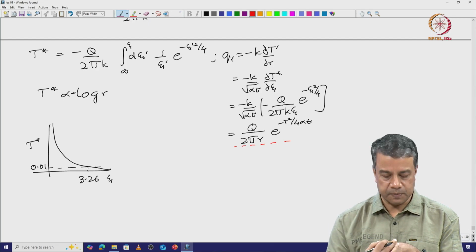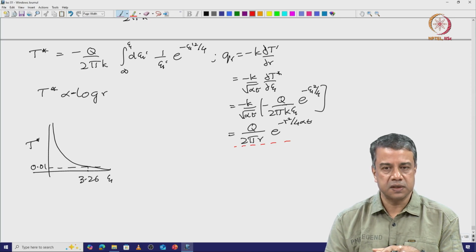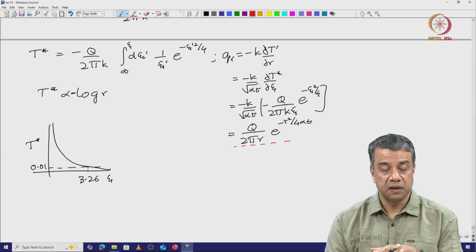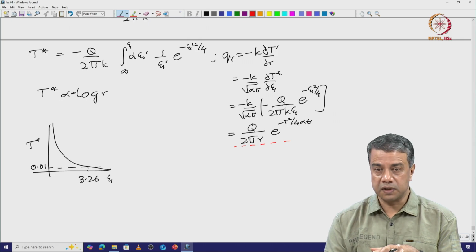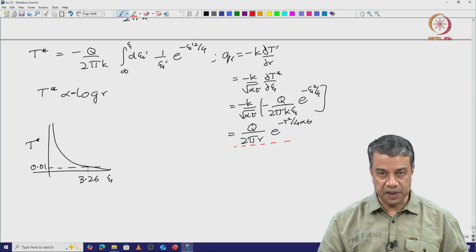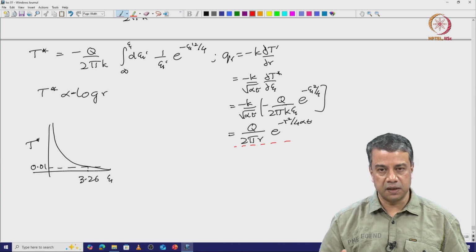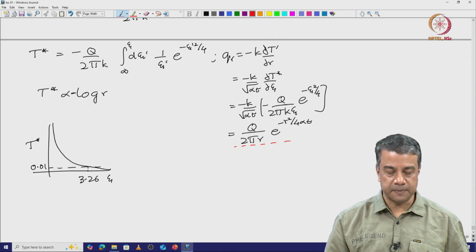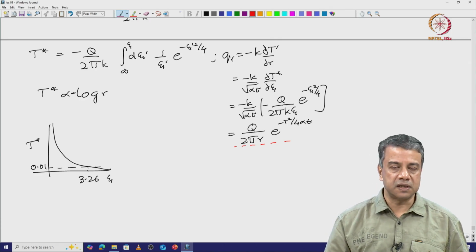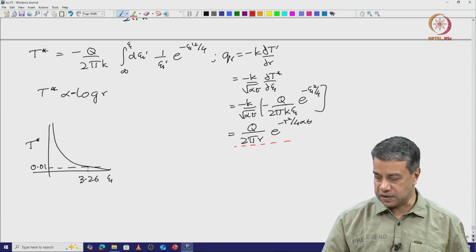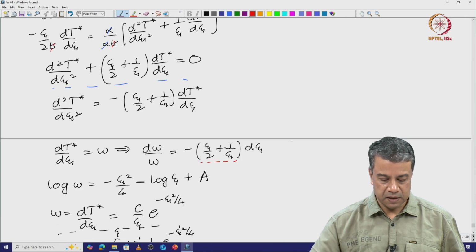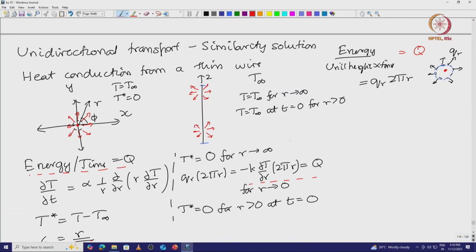So, this is one more example where we could use similarity solutions in order to find out the temperature field. Note that in the case of a Cartesian coordinate, we could assume that the temperature along a plane was a constant, or the material was injected along an infinite plane. In this case, we have to assume that there is an infinitesimal wire of infinitesimal thickness located at the origin in this cylindrical coordinate system in order to solve for the temperature field.